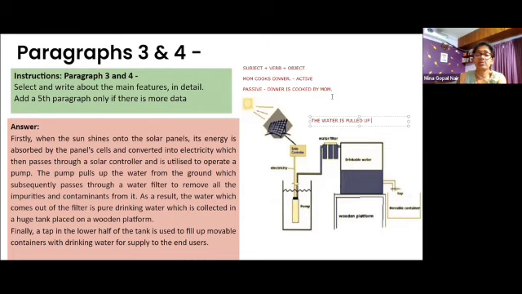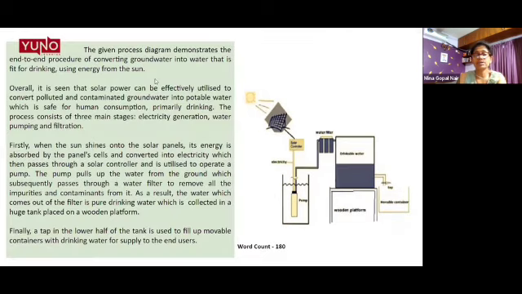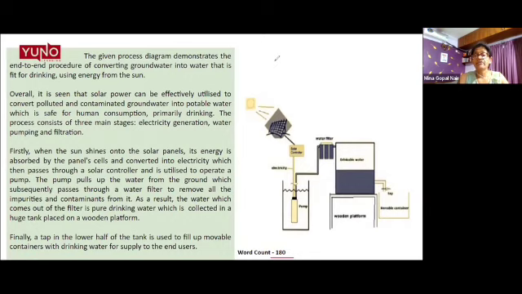process diagram reports. Okay, so putting together all these 4 paragraphs, you have a report. This report has 180 words. The word count is 180. I'm just going to read it end to end. Pay careful attention. The given process diagram demonstrates the end-to-end procedure of converting groundwater into water that is fit for drinking using energy from the sun.